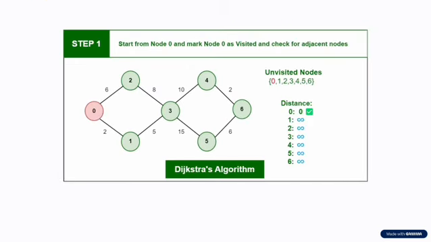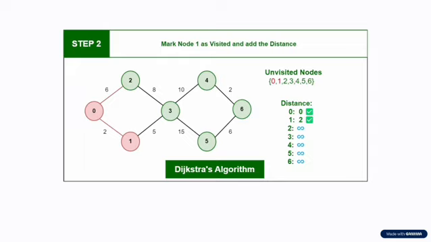Step 1 starts from node 0 and marks the node as visited. As you can see, the visited node is marked as red. So in step 2, it checks for the adjacent nodes. Now we have to choose. Either choose node 1 with the distance 2, or choose node 2 with the distance 6, and choose the node with the minimum distance.